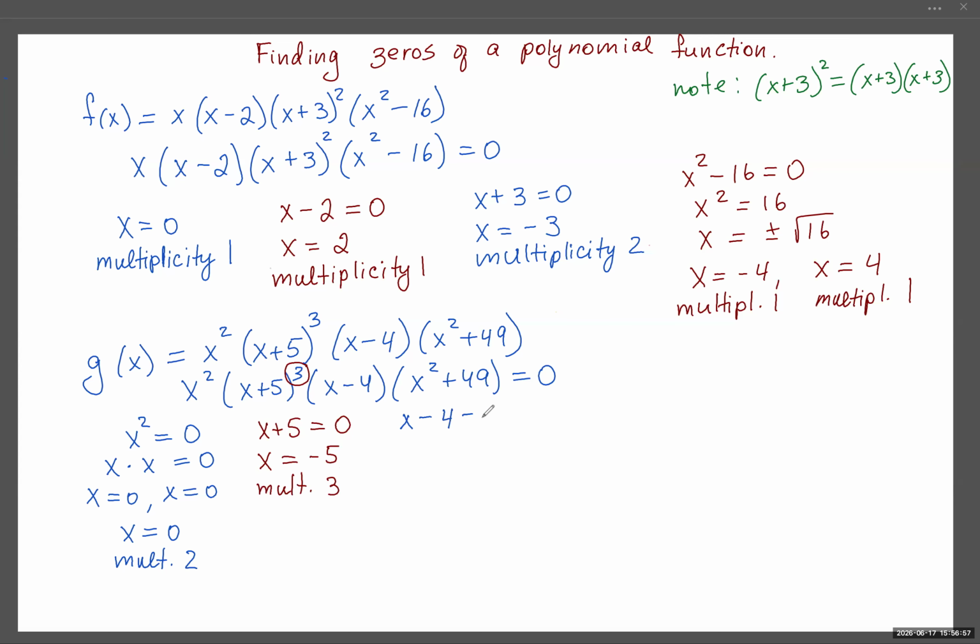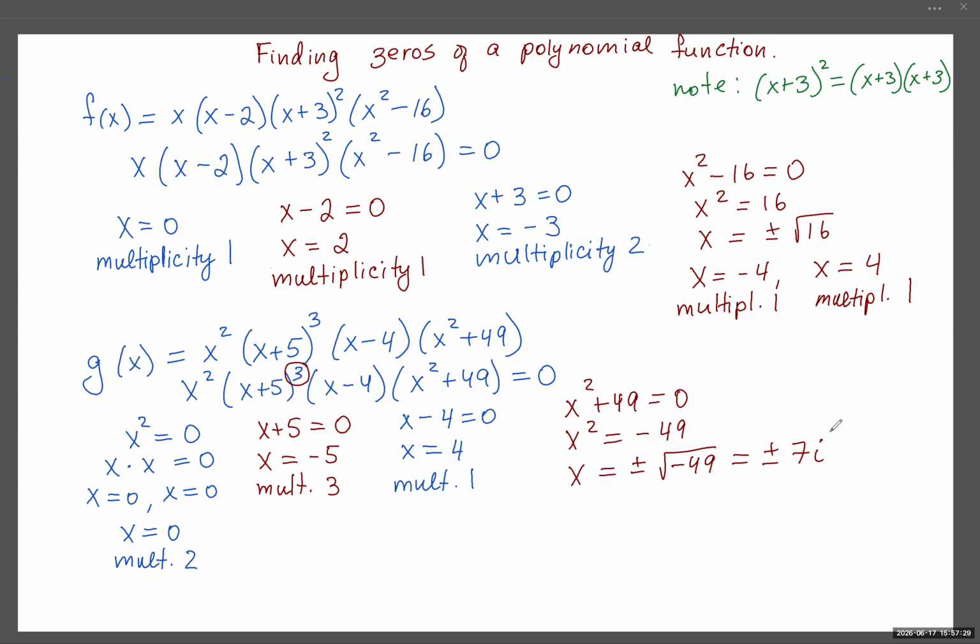x - 4 = 0. x = 4. The multiplicity is 1, that parenthesis to the first power. And the last one, x^2 + 49 = 0. Well, x^2 would equal -49, and then when you take the square root of this, you will get an imaginary number. So this is plus or minus 7i.